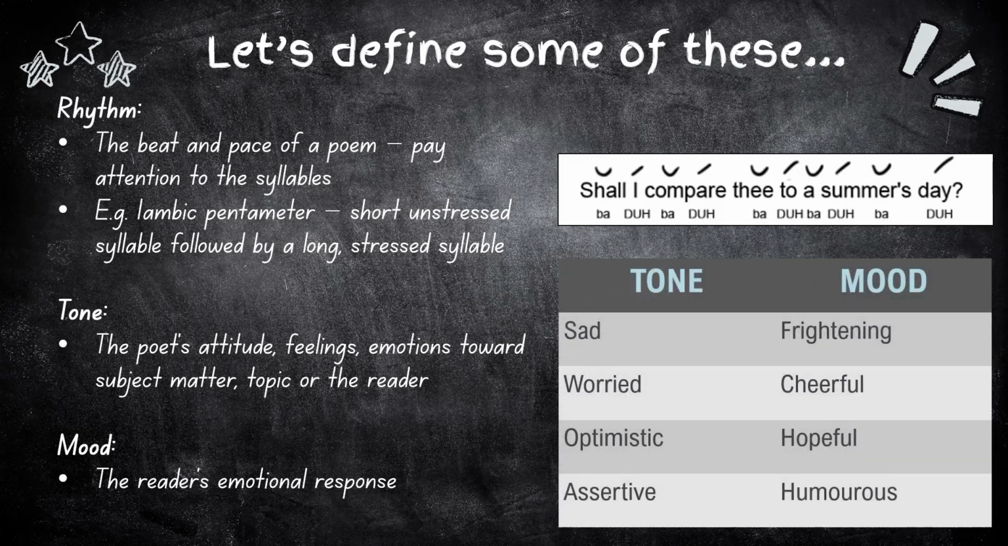So here are examples of tone and mood. The similarity between these two is that the way in which we describe them is usually by using an adjective. So: sad, worried, optimistic, assertive, frightening, cheerful, hopeful, humorous. We're using adjectives in order to describe the writer's attitude or feelings, or to describe the reader's emotional response to what he is reading or watching, listening to, etc.